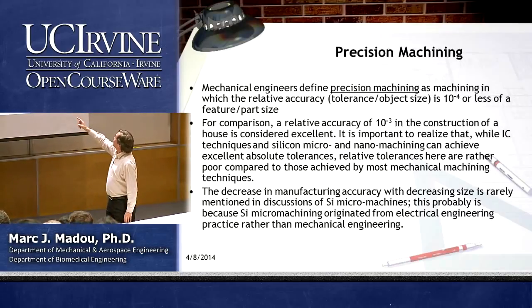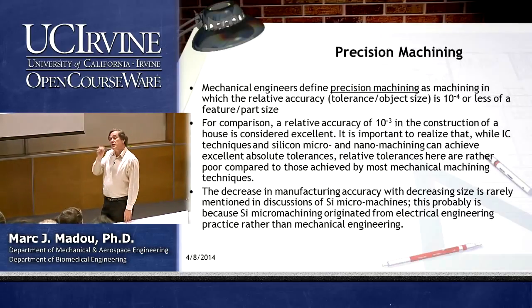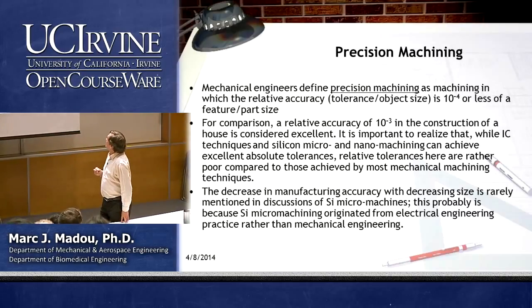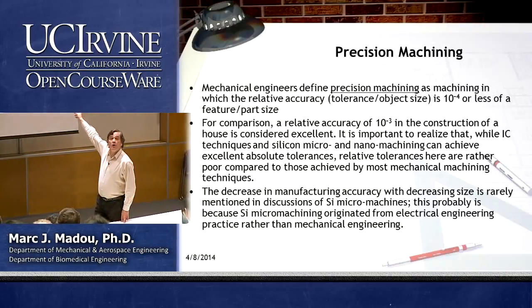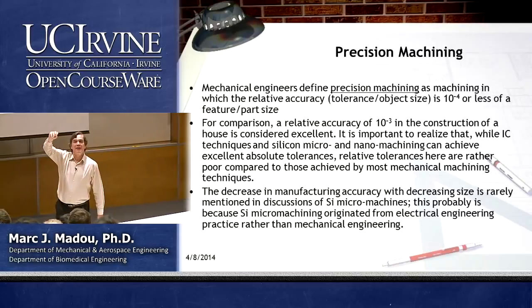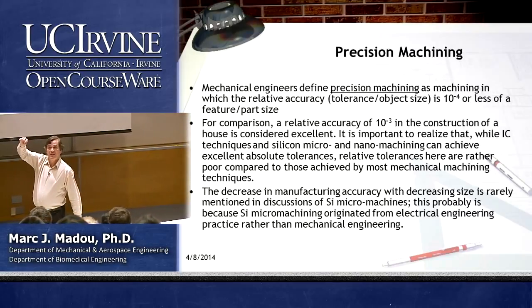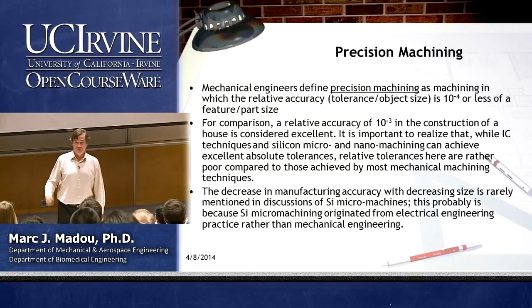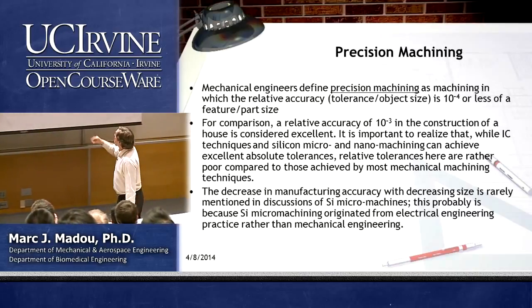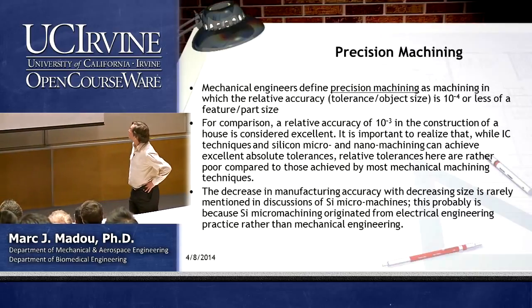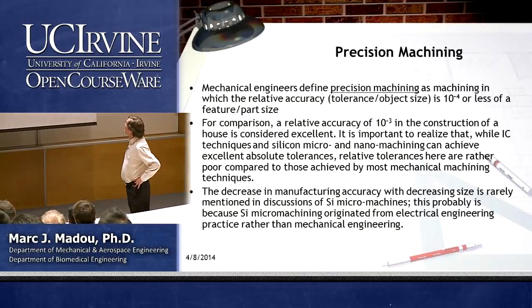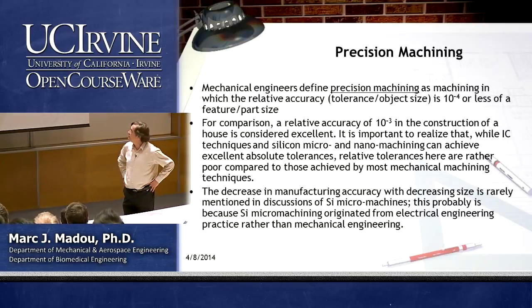But to do precision machining, that number needs to be 10 to the minus 4 or less. And in the case of integrated circuitry, how much was it? In the case of 100 microns, what did I tell you? About 1%. So way, way worse, right? For comparison, a relative accuracy of 10 to the minus 3 in the construction of a house would be excellent. You will not achieve that.